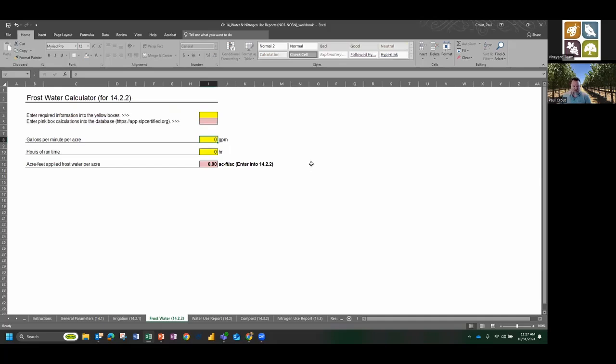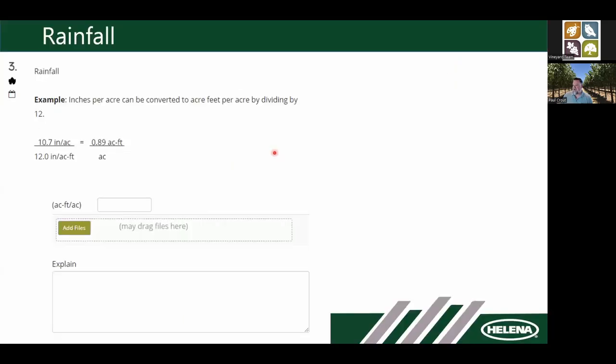So a typical impact head, Rainbird-style frost control system is in the range of 55 gallons a minute. Let's say over the course of the season you ran that system, you had a couple of frost events, so you did it for 8 hours. It calculates your applied frost acre feet per acre there as 0.08. So if you did apply frost water, this is where you would enter that information.